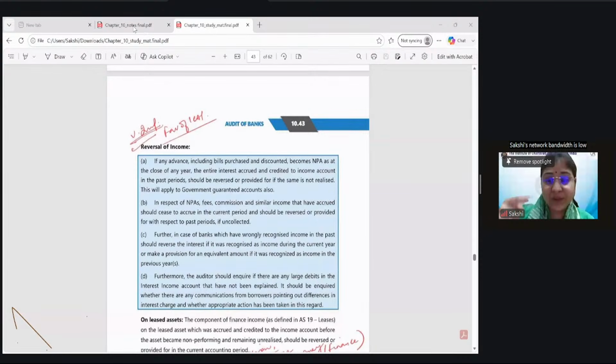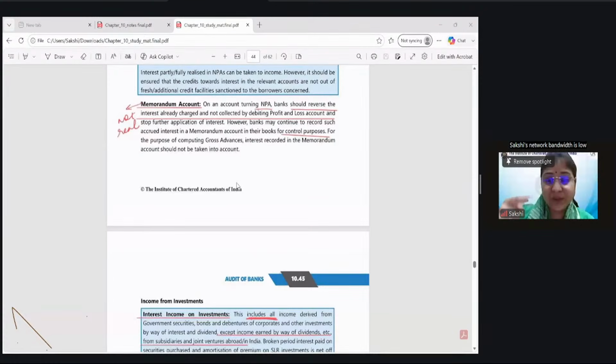This memorandum account is a dummy account. It is not a real account that banks create. So, normally for NPA, what do we do? If interest is accrued and not realized or collected, we reverse it. And we stop further accrual of interest, meaning we do not accrue it now. Why? Because if you accrue again, you have to reverse it because the borrower is not paying the money. So you had booked it on accrual basis. Now you will reverse the entry.